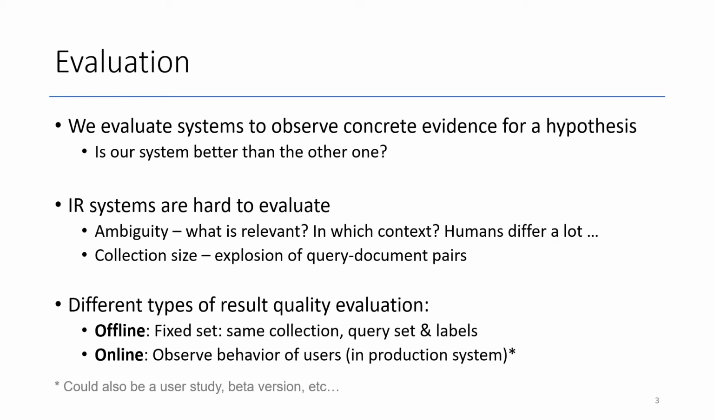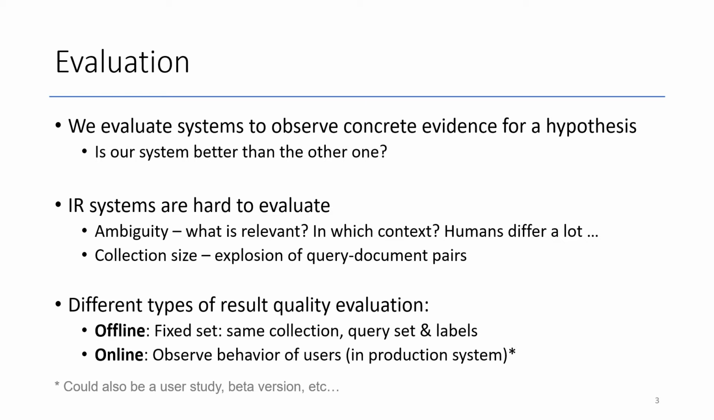First, we have to be aware that relevance is very ambiguous. So what is relevant? In which context? For which users? And not only is this a general question, but practically humans differ a lot in their relevance judgments. So how can we say something is relevant? And then the second problem is the collection size. If we want to annotate every query document pair that is available in a collection, we will never finish.